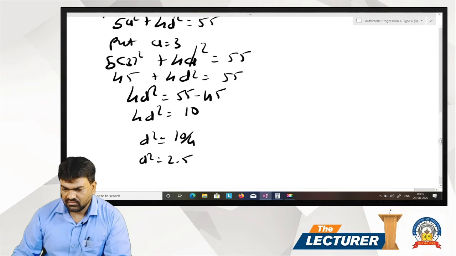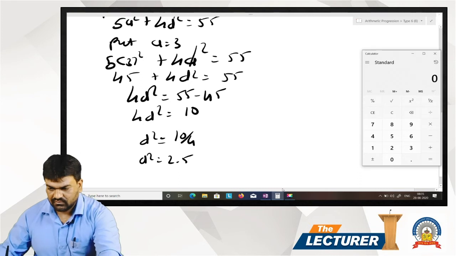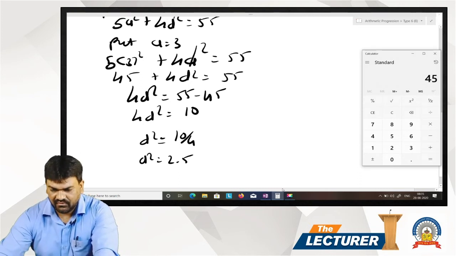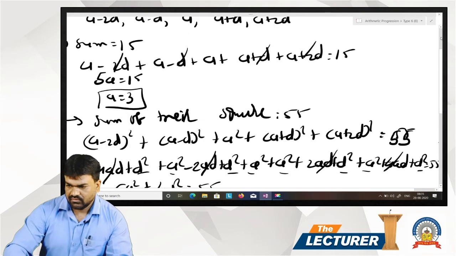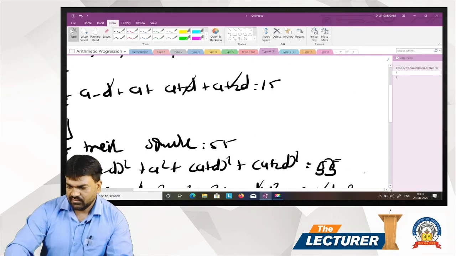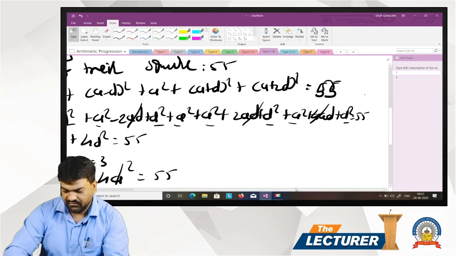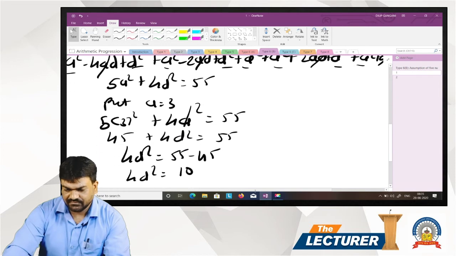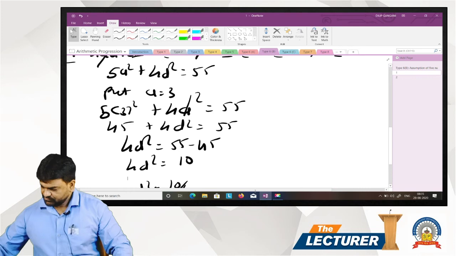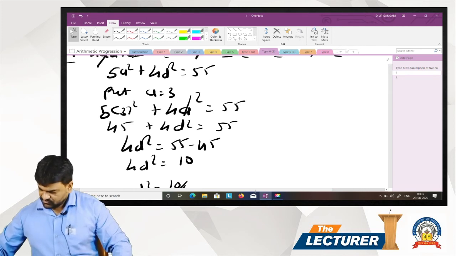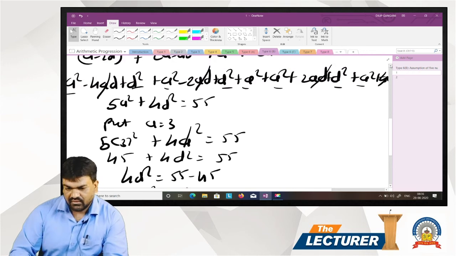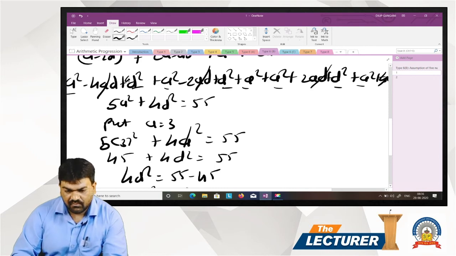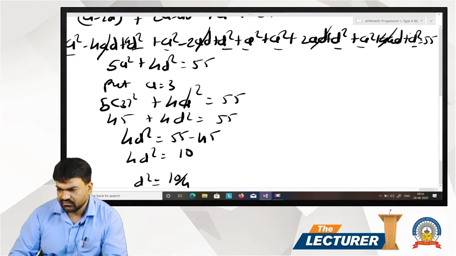Here a is equal to 3. The d square terms: 4d square plus 4d square is 8, plus 2, that is 10d square. Here, 10d square.